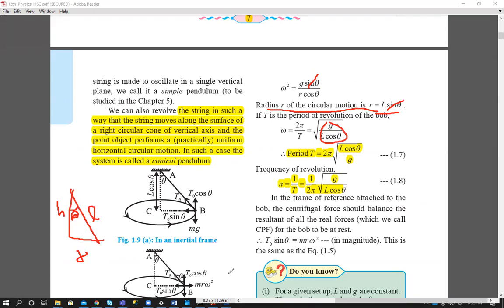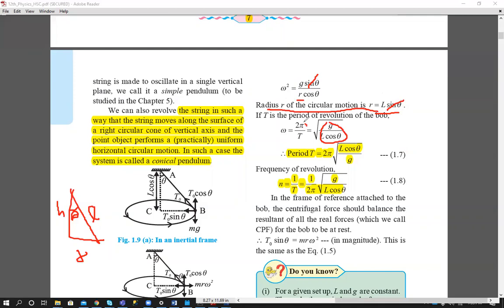Again, we have divided two equations. We get omega square equal to g sin theta upon r cos theta. They replace r with L sin theta, so this sin theta will cancel. What terms are remaining? g upon L cos theta equal to omega square. So omega is equal to root of g upon L cos theta.